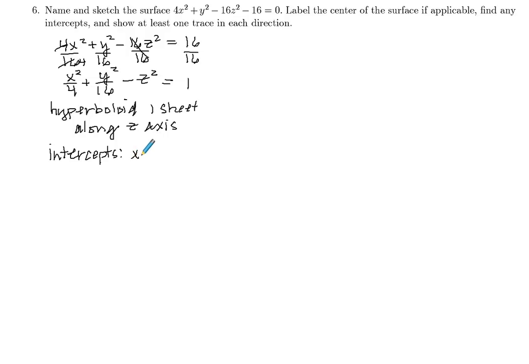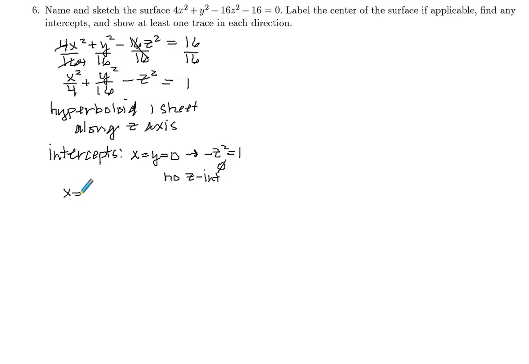If x and y equal 0 here, then both of these terms drop out, and you get negative z squared is 1. So that has no solution. So there's no z-intercept, which makes sense. And then the plus or minus 2 and plus or minus 4 are the other intercepts.